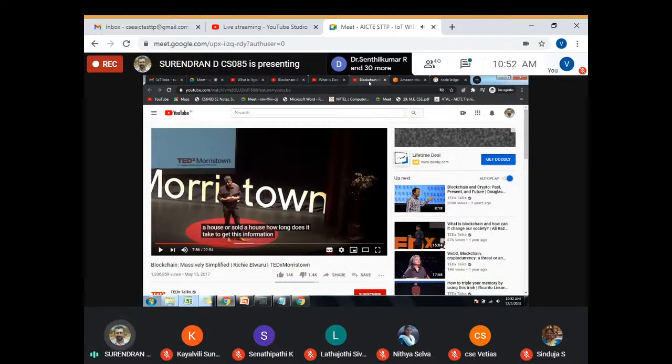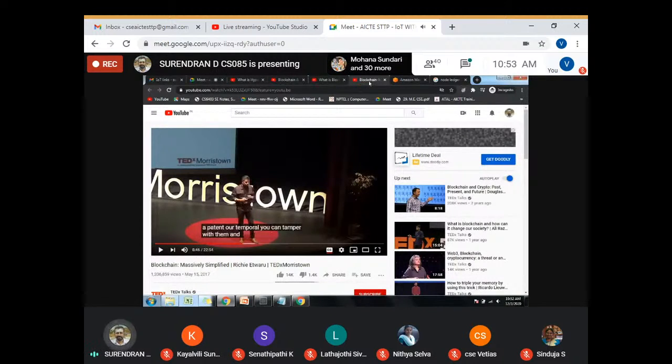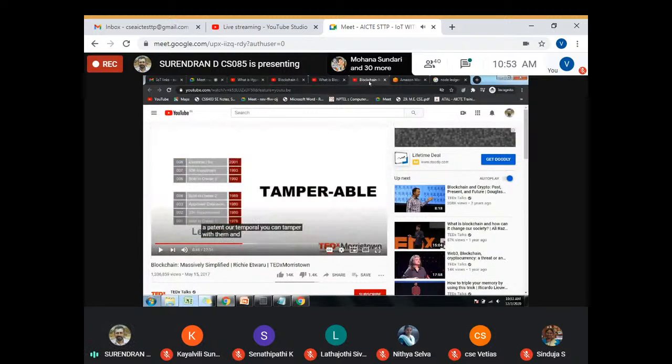Now, a house is sold. How long does it take to get this information? 30% of the titles are a problem. When you are buying a property, you go to check the encumbrance. You go to tn.reginet.in and give the survey number of the property and you get the transactions. Now the problem with the conventional system is that the current ledgers can be tampered. We have seen many properties where somebody creates fake documents and takes ownership of that particular property.